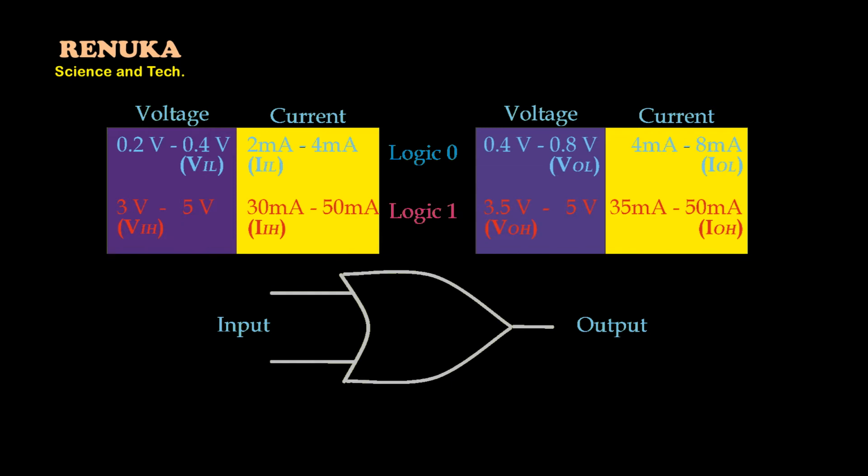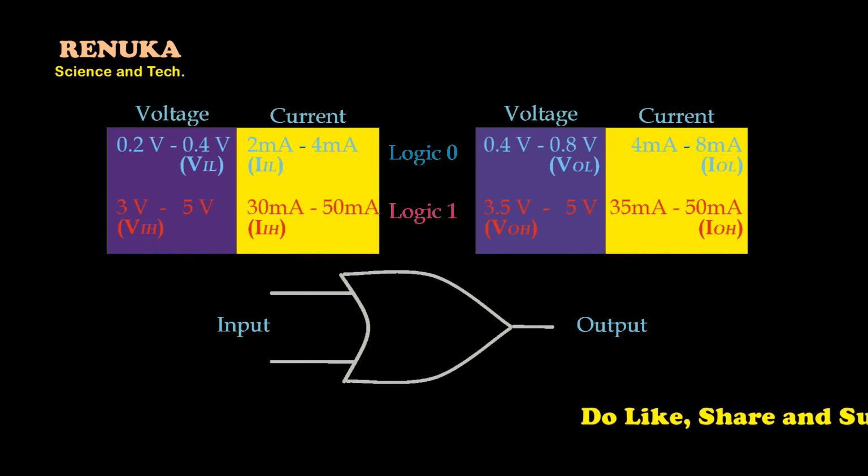Similarly, on the right hand side, you can see the voltage range for logic 0 as 0.4 volt to 0.8 volt, and for logic 1, 3.5 volt to 5 volt on the right hand side for the output side. Similarly, the current range for logic 0 at the output is 4 milliampere to 8 milliampere, and for logic 1 it is 35 milliampere to 50 milliampere. Now these values are only for example, so these are not the exact values. To remember the current and voltage parameter definitions, these examples are taken.